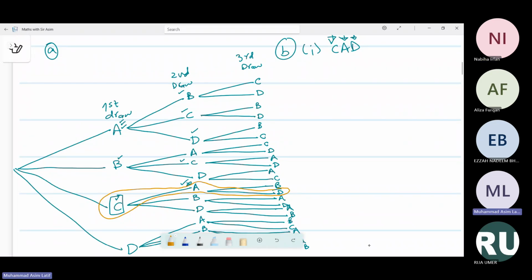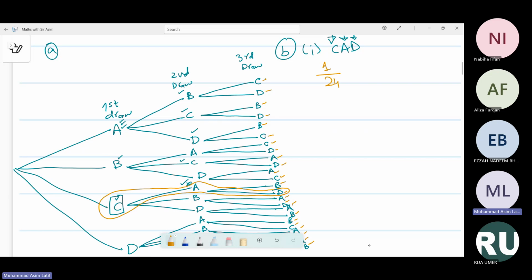Yes, now you need to see how many are the total possibilities. 1, 2, 3, 4, 5, 6, 7, 8, 9, 10, 11, 12, 13, 14, 15, 16, 17, 18, 19, 20, 21, 22, 23, and 24. 24 possibilities are there total. Out of these 24 possibilities, this is only one possibility that CAD should be occurring. C first, A second, and D at the third place. So this is the answer to part 1.